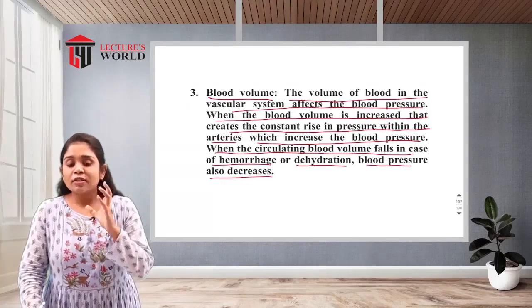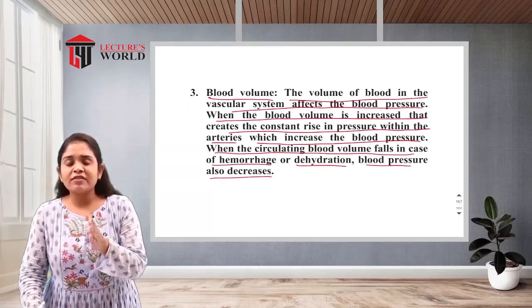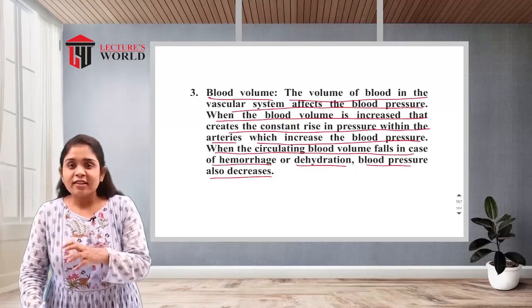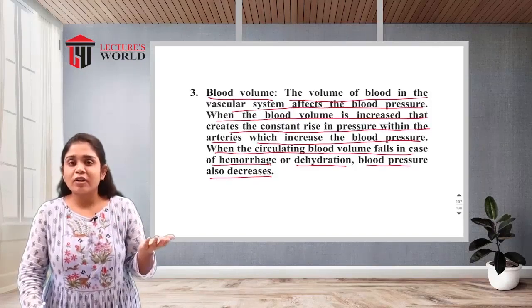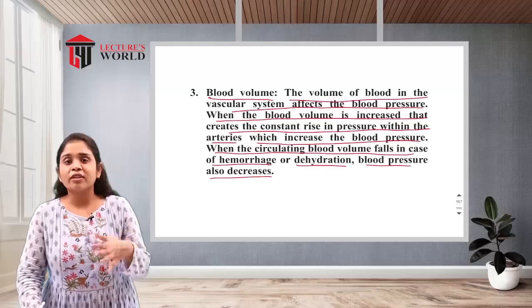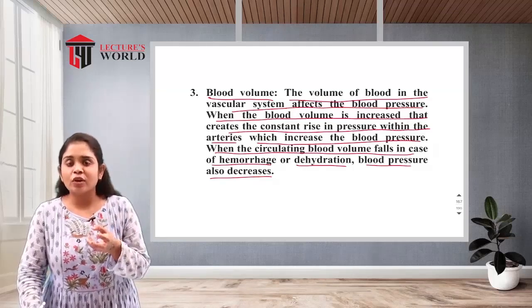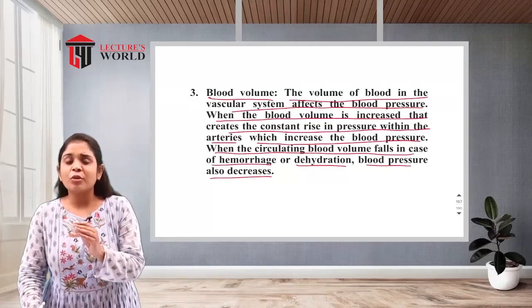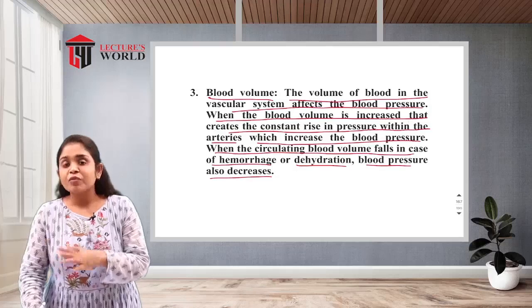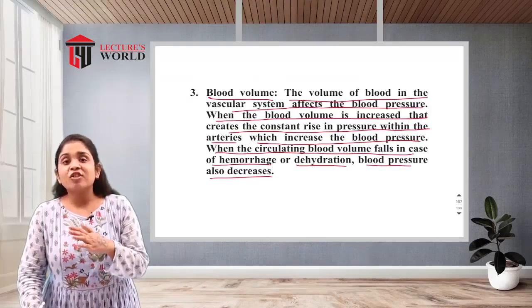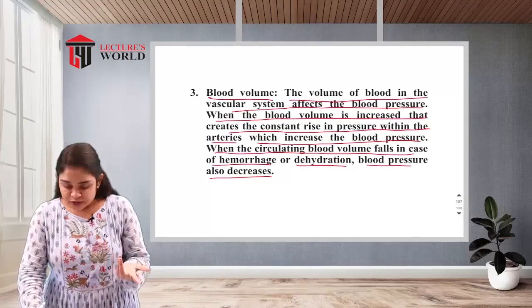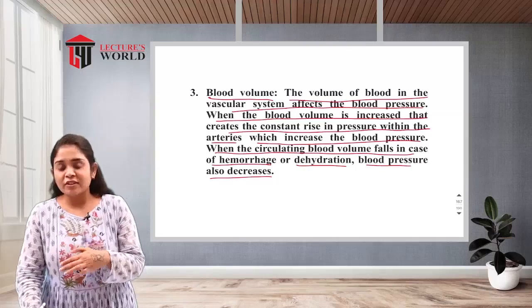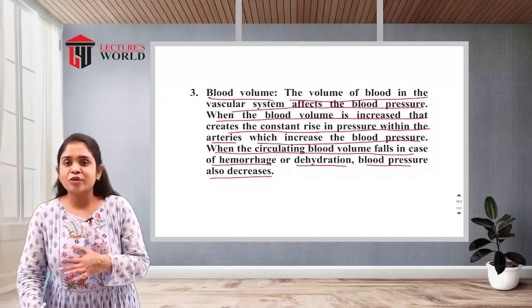If we take an example, if there are 500 ml of blood inside the body, and 200 ml of blood is lost from the body, then of course that amount is going to decrease. So the heart is only going to get 300 ml of blood, and the blood pressure is also going to get reduced. So if blood volume is increased, blood pressure is also going to increase. If blood volume is less, then blood pressure will be reduced.